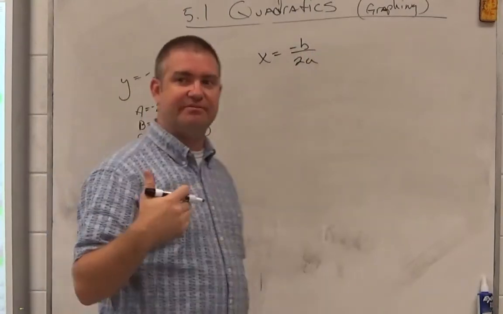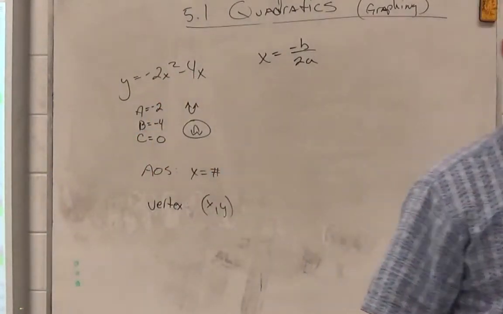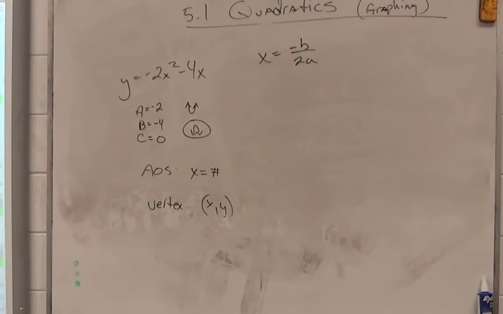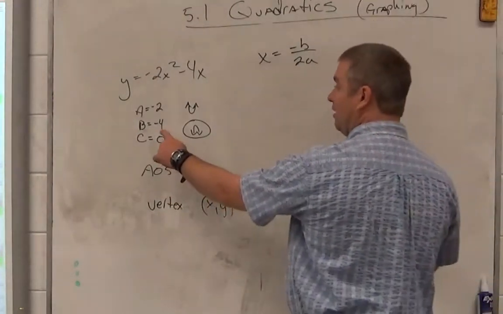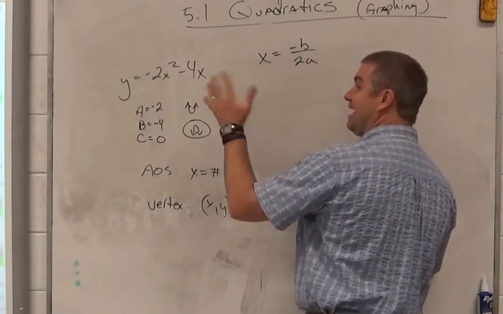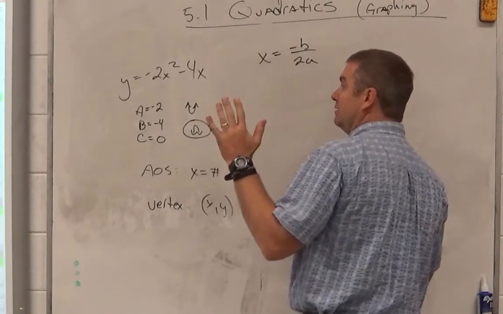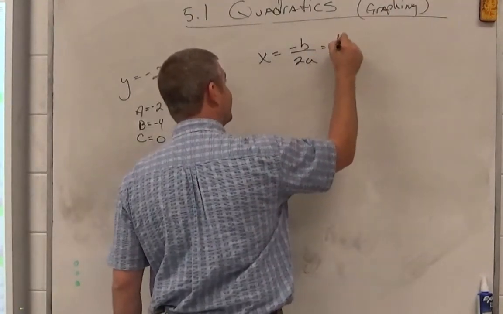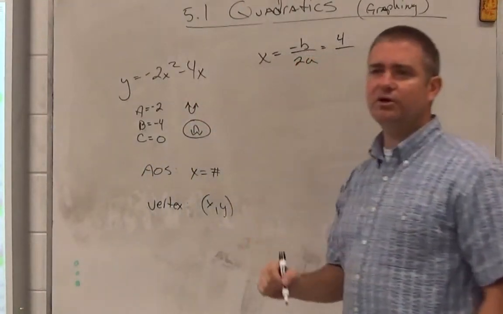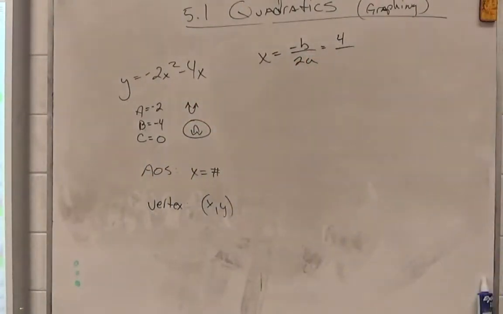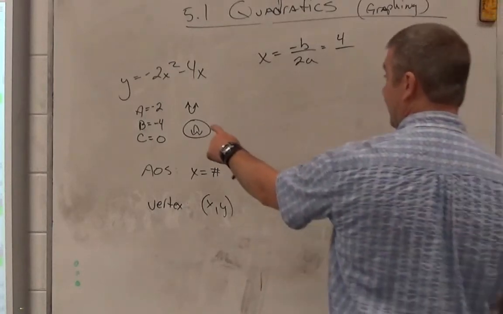I say negative B over 2A, you may want to say opposite B over 2A, because if B is negative 4, and you're trying to do the negative of that, some students have trouble with that. Just say opposite B. Okay? If B is negative 4, then that's going to be positive 4. What's going to go on the bottom? What is A in this case? A is not X squared. A, B, and C are numbers. A is negative 2.